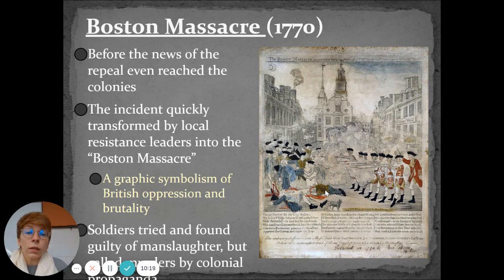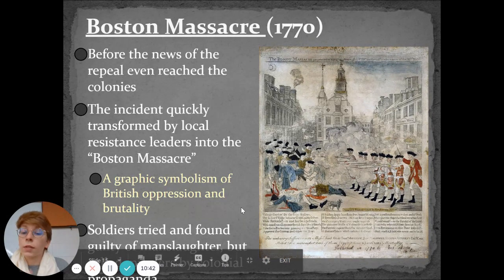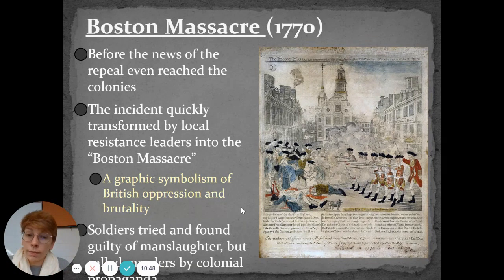This quickly became a symbol of British oppression and brutality. They are willing to kill the colonists for taxes and money. And eventually, some soldiers were tried and found guilty of manslaughter, but none were considered murderers. And so a lot of colonists felt like they got off lightly.